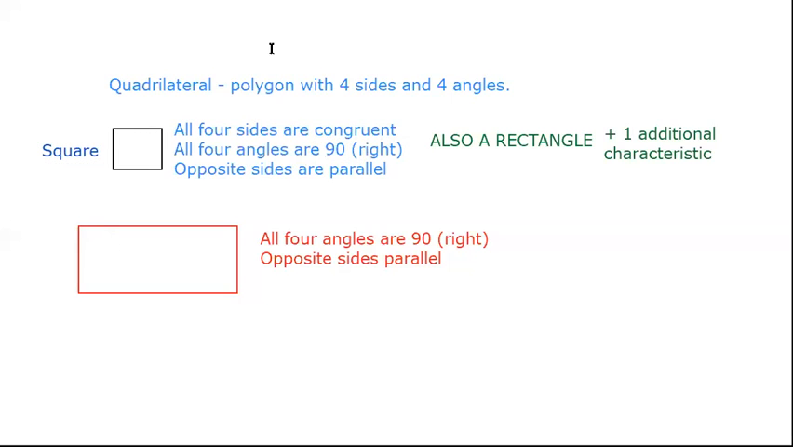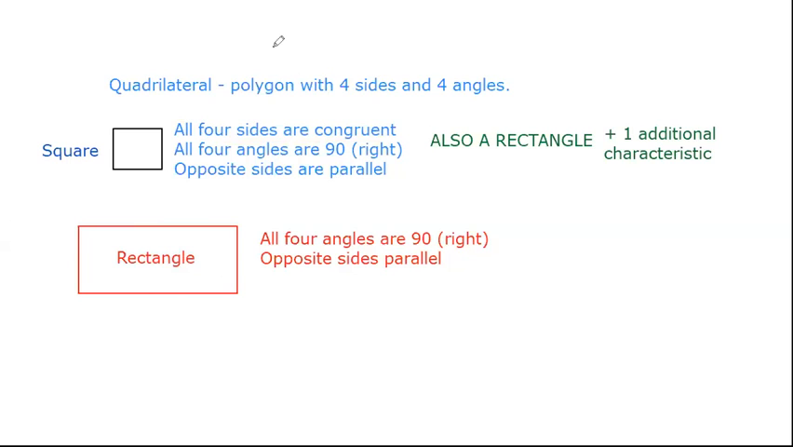And we also have rectangles. Now, a rectangle is not a square. Why is a rectangle not a square? Because one of the characteristics of a square says all 4 sides are congruent. That's the difference between a square and a rectangle. A rectangle has 2 long sides and 2 short sides. So while a square is most definitely a rectangle, it doesn't work the opposite way.